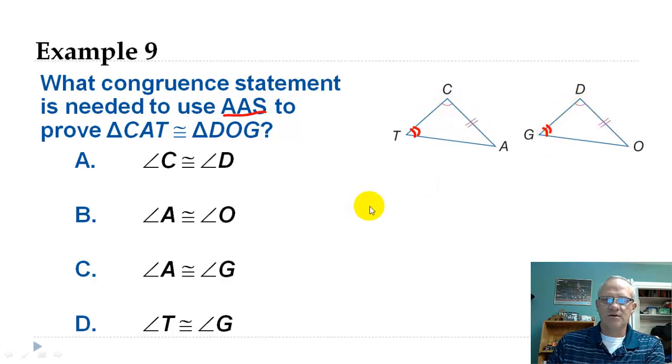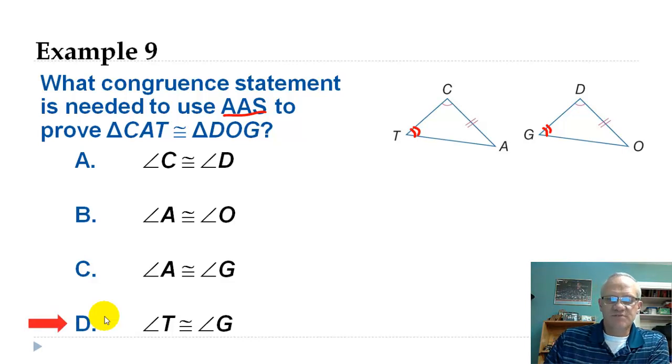If you do C and D, we already got that one. A and O, if we did A and O, that would cause it to be angle, side, angle. So it would show that they're congruent, but not what we're looking for. A and G, they just don't match up, and so the only thing left is D. And if you notice, there it is. D is our answer. No bouncing red circle this time, it's an arrow.